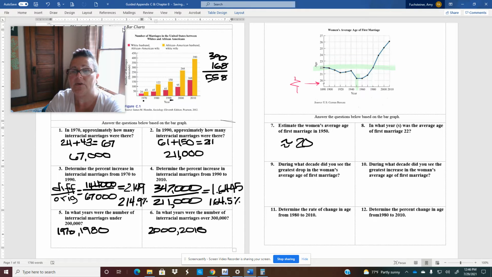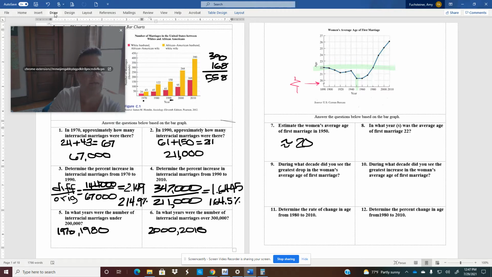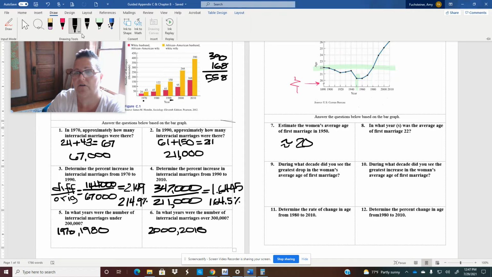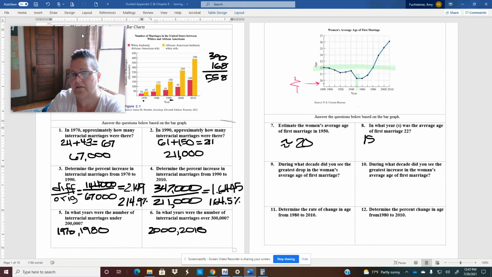Now I'm going to follow those back down to see where those occurred. And those appear to have occurred in 1890, in 1900, and again in 1980. So what was the average age in what years? Well, that would be the 1890s, 1900, and 1980.